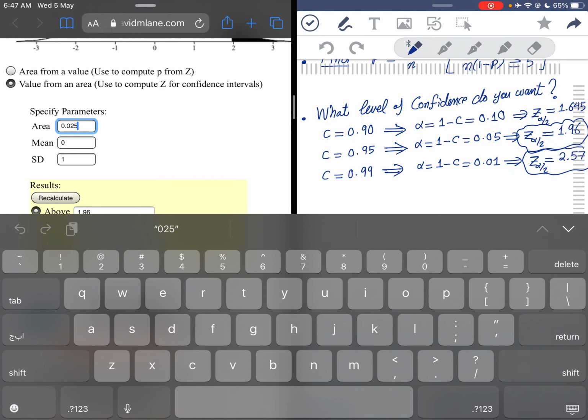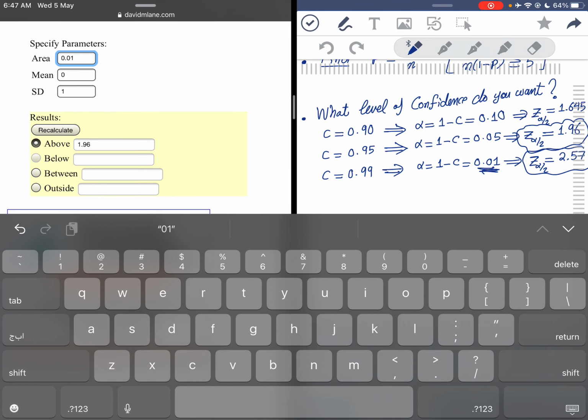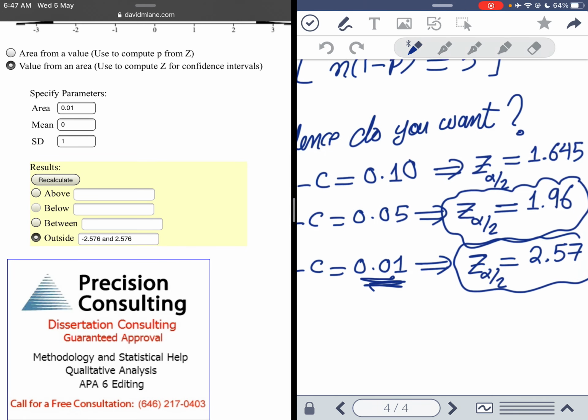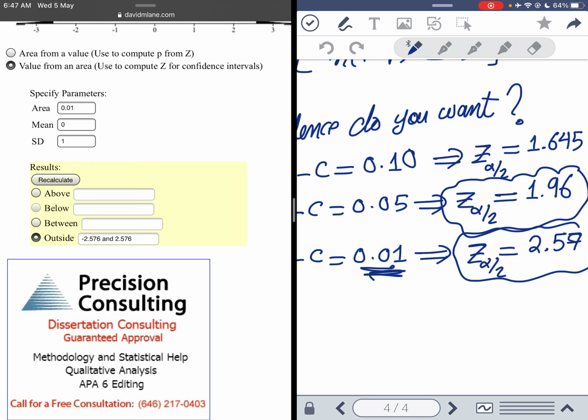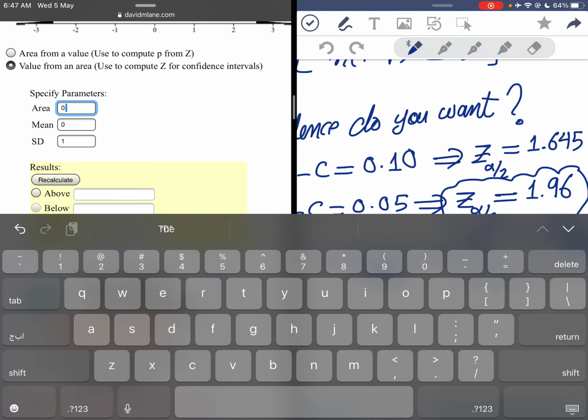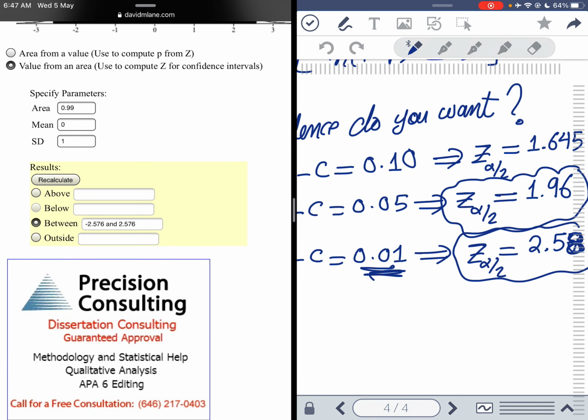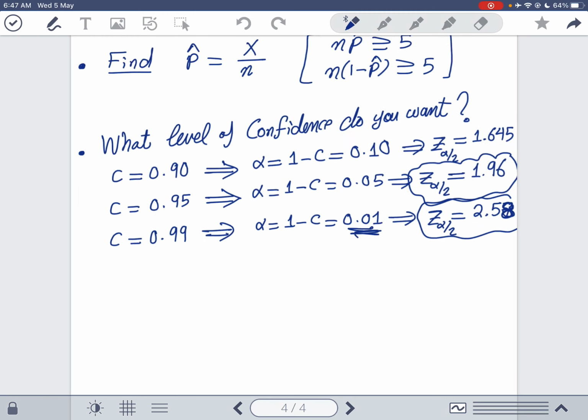Now for example, when you want 0.01, that will be the significance level, and so you will say outside 2.576. Actually 2.576, so after the 7 there is 6. If you want 2 digits, you need to put 8, 2.58. Or remember, if you want the confidence level, which is 99%, then it has to be between. And so you will take the positive Z as your critical Z score.